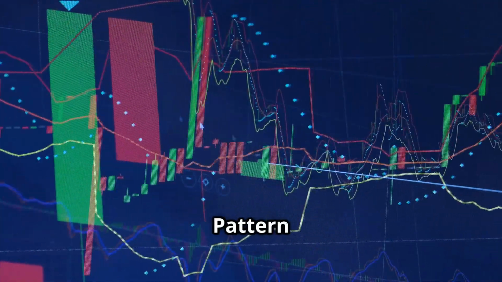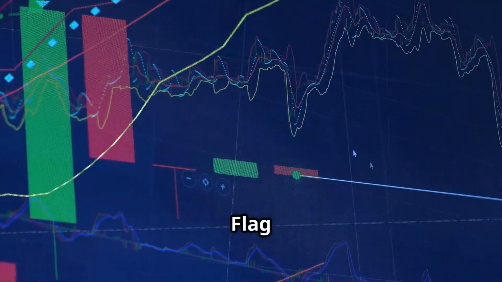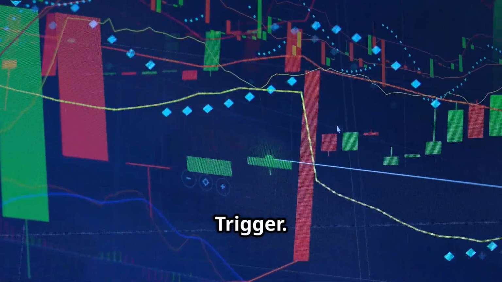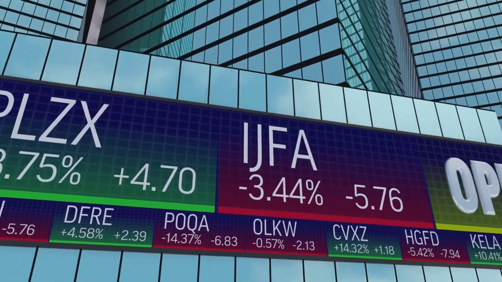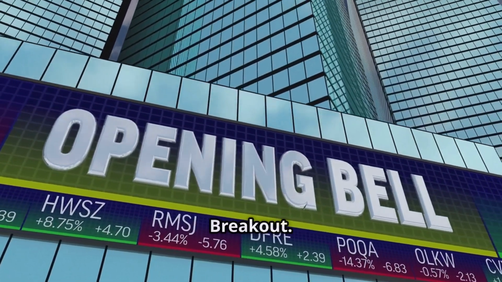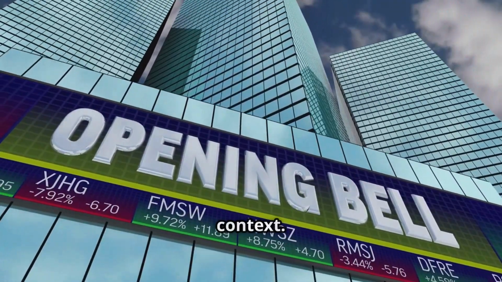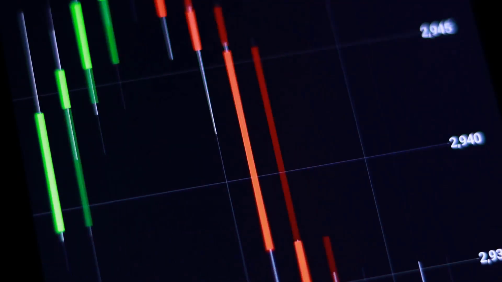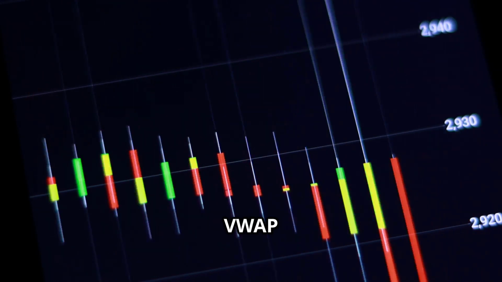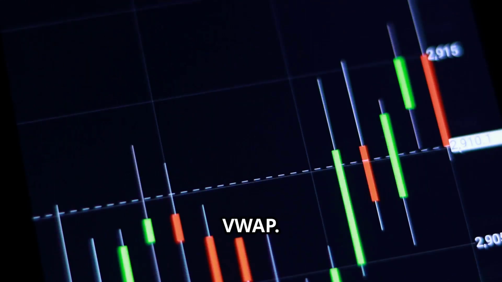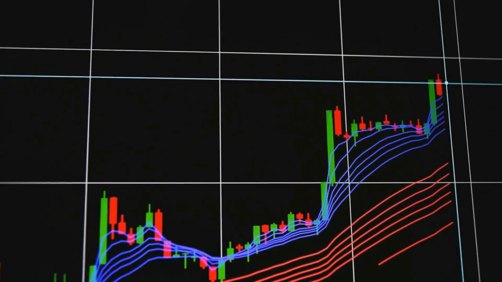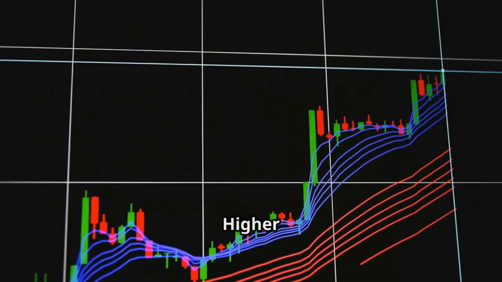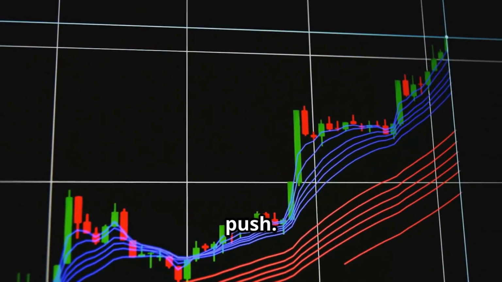Chart pattern summary used. Bull flag: small consolidation in an uptrend, entry trigger. Opening range breakout: price broke the early range, trade context. VWAP bounce: price respected VWAP, confidence boost. Higher low: confirmation after the first push.